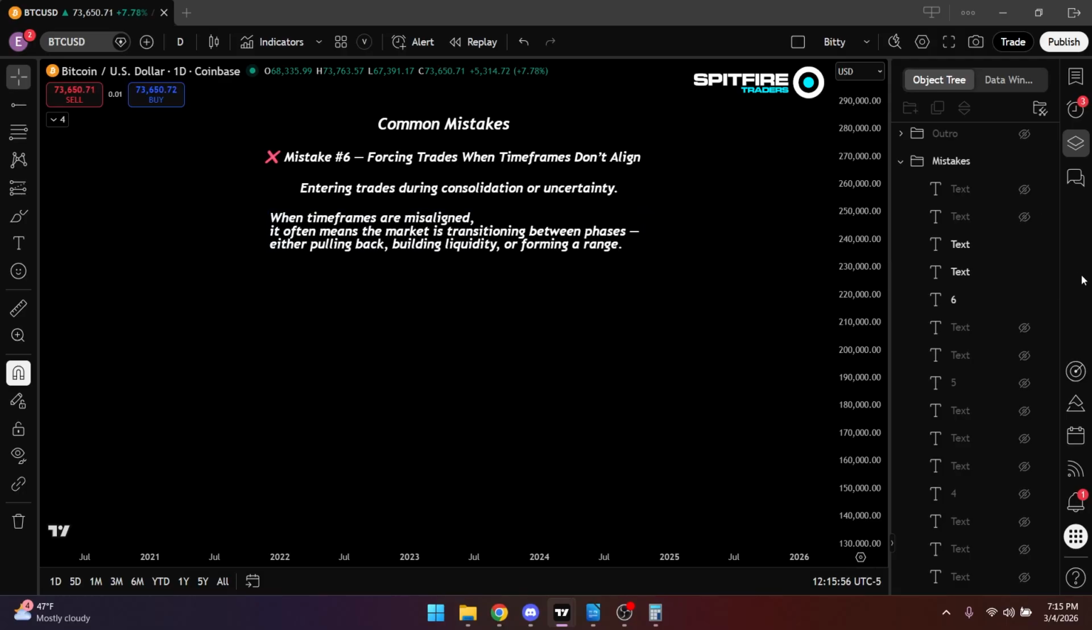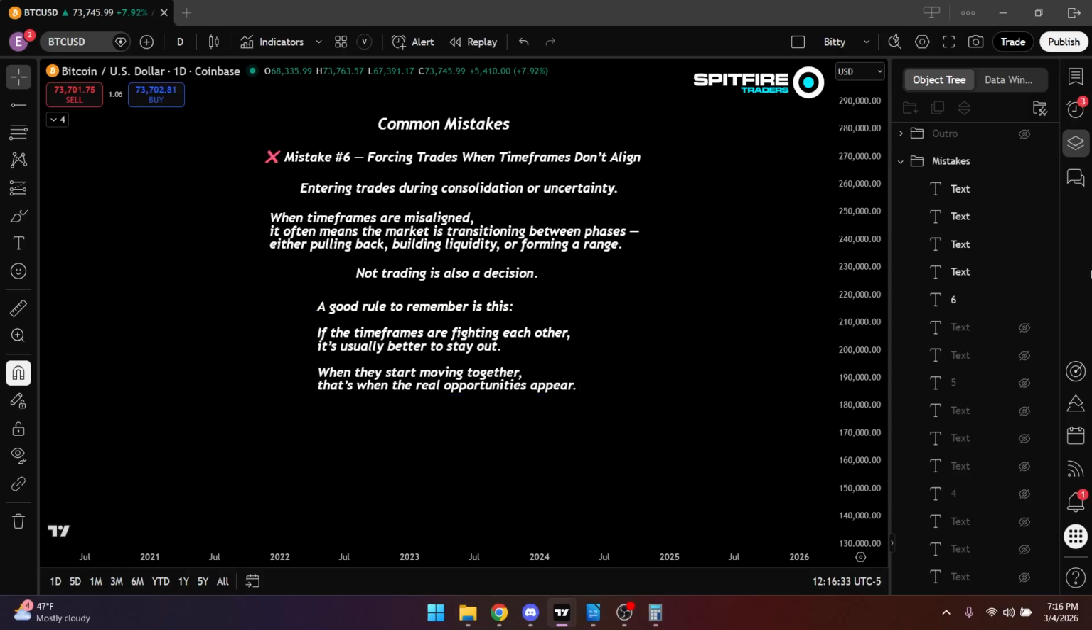When timeframes are misaligned, it often means the market is transitioning between phases, either pulling back, building liquidity, or forming a range. And during those moments, patience becomes extremely important. As a trader, you must understand that not trading is also a decision. Sometimes the best trade is simply waiting until the timeframes start aligning again, because when the daily, 4-hour and lower timeframes begin to point in the same direction, that's when the market offers its clearest opportunities. A good rule to remember is this: if the timeframes are fighting each other, it's usually better to stay out. When they start moving together, that's when the real opportunities appear.